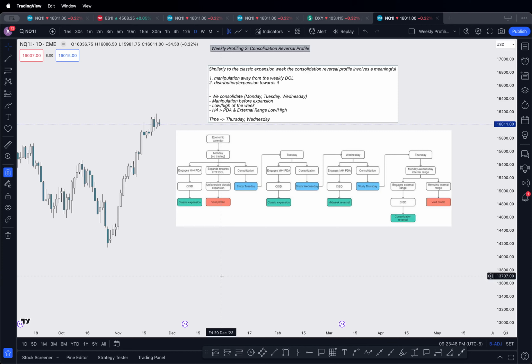But if we move into Tuesday, and say, for example, we've now thought that perhaps the first news driver is on a Wednesday or a Thursday, and we see Tuesday engage the 4-hour PD array, what do we know the week is likely to be? Classic expansion. Nice. And now, if it starts to consolidate based on just this definition we have up here, what are we now thinking in our heads? That we'll have a consolidation reversal week.